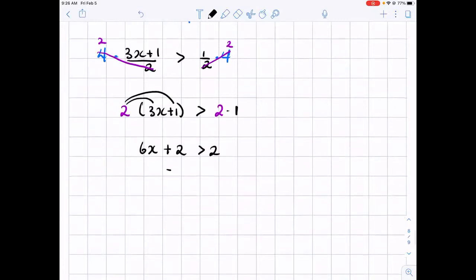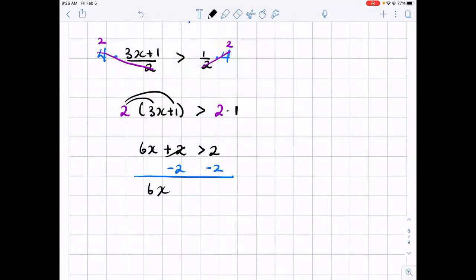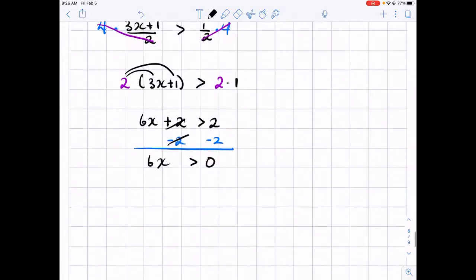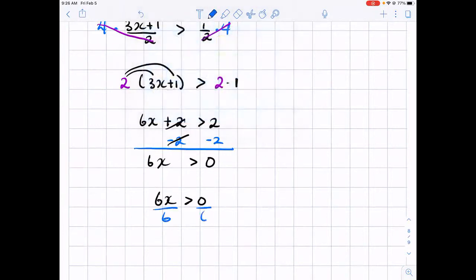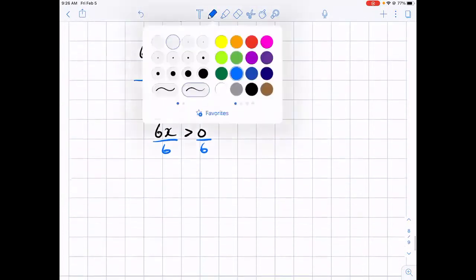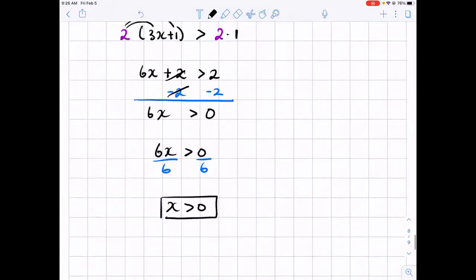If we subtract 2 on both sides, then we have 6x plus 2 minus 2 becomes 0 is greater than 0. And then to get x by itself, we will divide both sides by 6. And if we do that, we have x is greater than 0.